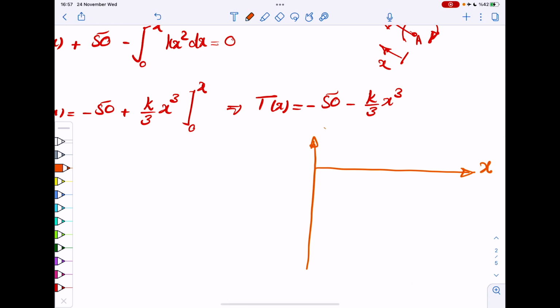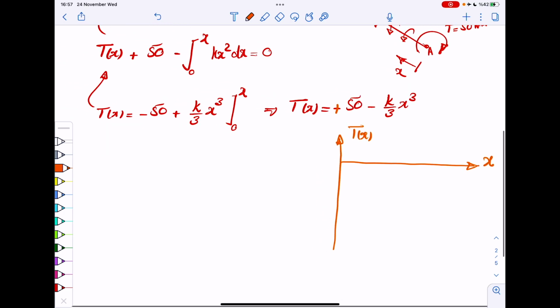So you have t as a function of x. It's minus 50 minus k over 3. Sorry, I think it's plus, sorry, it's plus 50. What? No, it is, what have I done? Something is off.